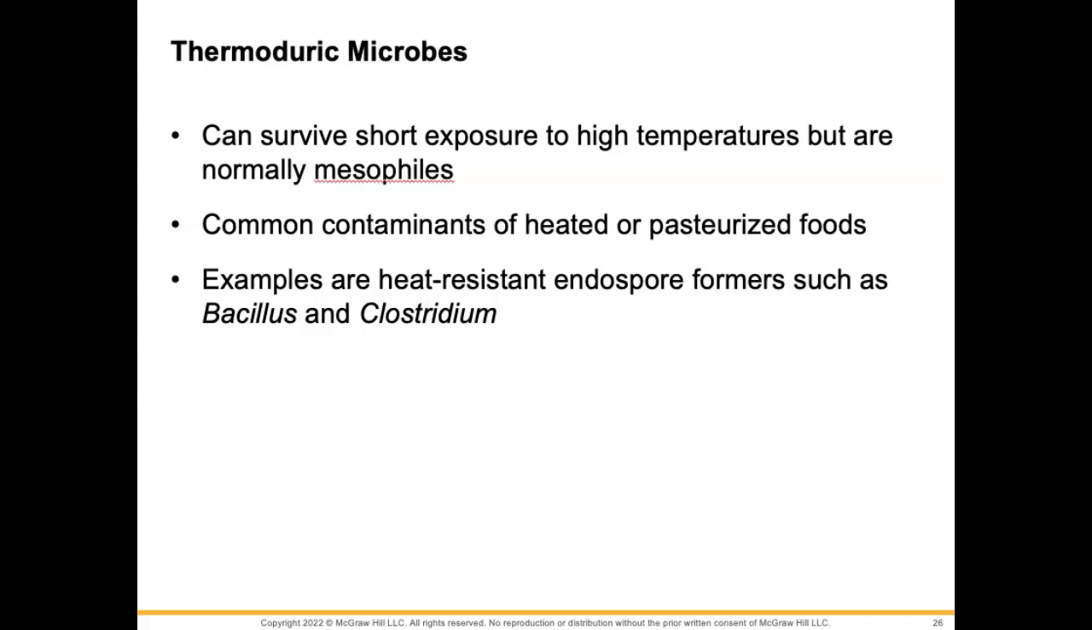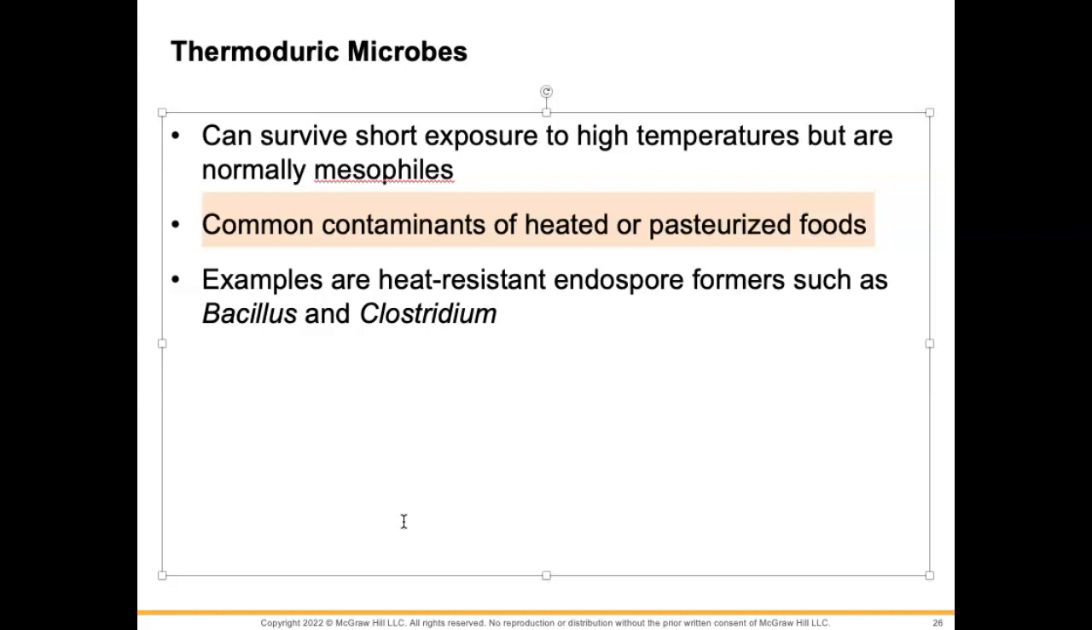So as I move through these, what do you have to know, right? Whether it's super high temperatures, super low temperatures, body temperature, and then a few examples. I might ask about Bacillus and Clostridium being thermoduric, right? These guys are common contaminants of heated or pasteurized foods. That is a very typical question that could come up on the homework, the quiz, or the exam.